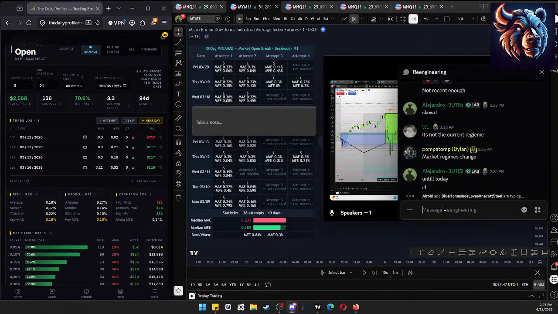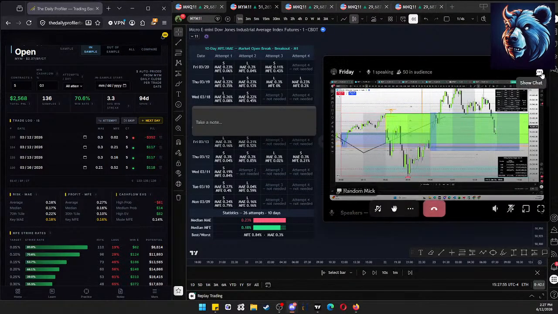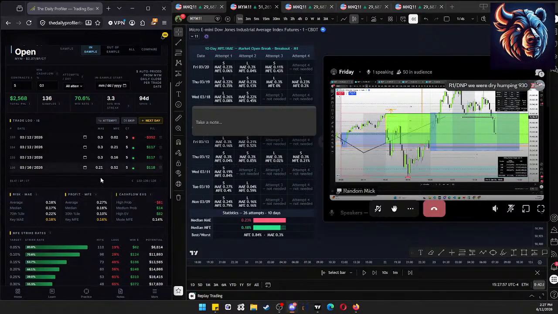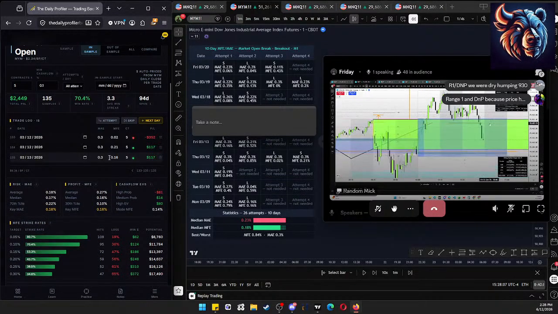Right? We know that this is the signature of a DMP in a range 1. This is just confirmation of that range 1. Right here, right now, it happened at 10:41. Up until 10:41, it could have easily been a DMP day. Right? All right, moving on.